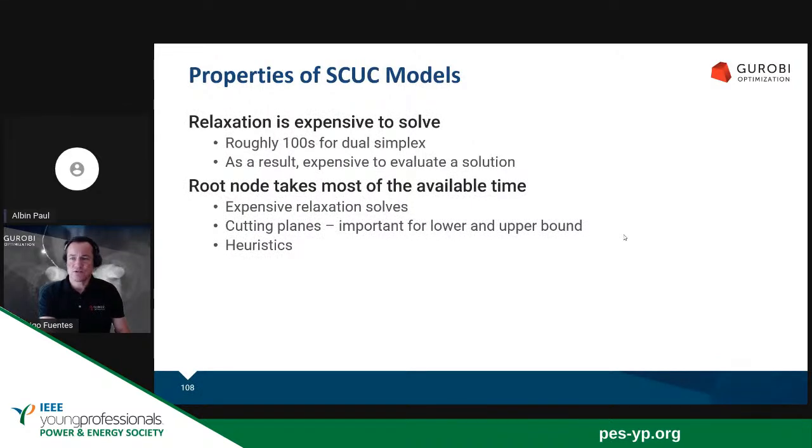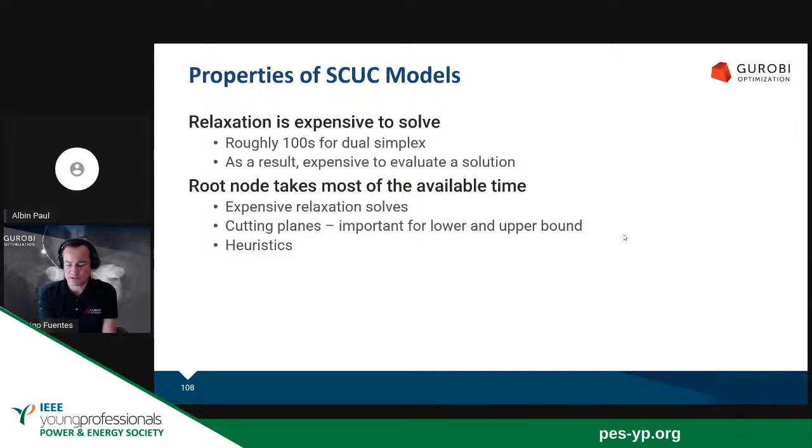Okay, for SUC models, we know, and as I mentioned, that the relaxation is expensive to solve. So because the relaxation is expensive to solve, it's difficult to assess how good the quality is. This is something that you're going to see often when you go to work now or in the future. In SUC models, finding feasible solutions sometimes is not the challenging part, but proving that a solution that we found is good.